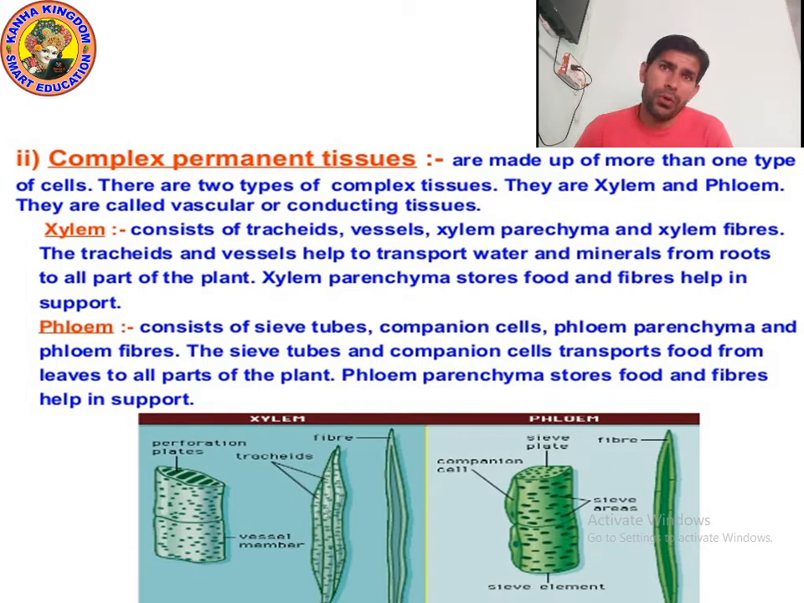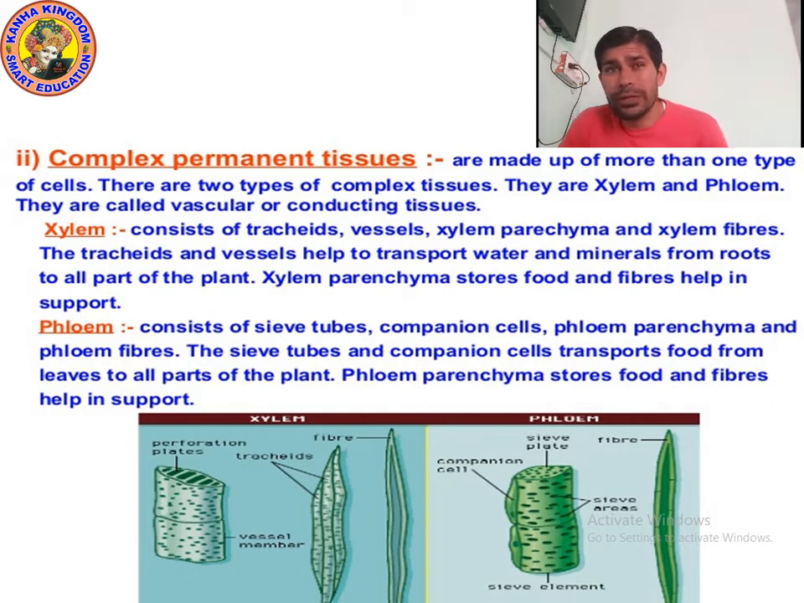Now let's talk about phloem. Okay kids, phloem consists of sieve tubes, companion cells, phloem parenchyma, and phloem fiber. What is the work of sieve tube and companion cell? Sieve tube and companion cell transport food from leaves to all parts of the plant. And what is the work of phloem parenchyma? Phloem parenchyma stores food, and fibers help in support. Phloem fiber provides flexibility.